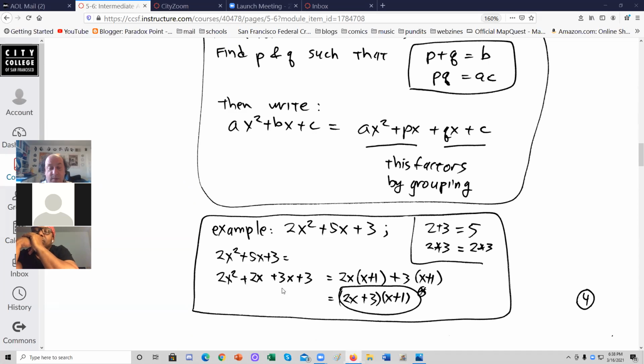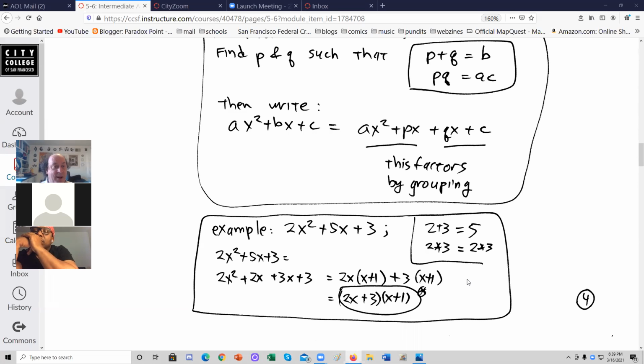Now this will factor by grouping. First two terms are 2x squared plus 2x. Remove a factor of 2x, we're left with x plus 1. 3x plus 3 has a common factor of 3. Pull it out and we're left with an x plus 1. Now there's an x plus 1 in common, pull that out. X plus 1 times 2x plus 3. And there you go, we've factored this.